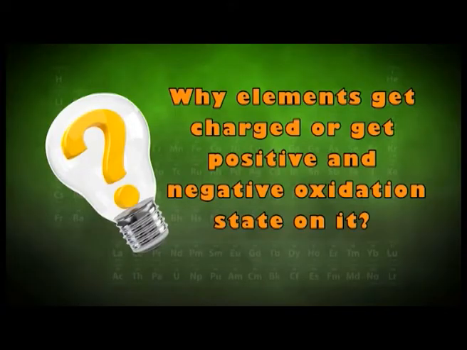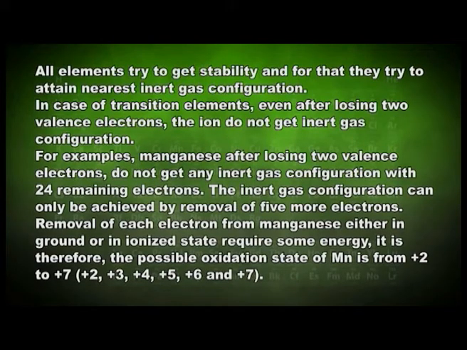Why are elements charged or why do they get positive or negative oxidation state? Please answer the question. This is because all elements try to get stability, and for that they try to attain the nearest inert gas configuration. In case of transition elements, even after losing 2 valence electrons, the ion does not get inert gas configuration. For example, manganese after losing 2 valence electrons does not get inert gas configuration with 24 remaining electrons. The inert gas configuration can only be achieved by removal of 5 more electrons.